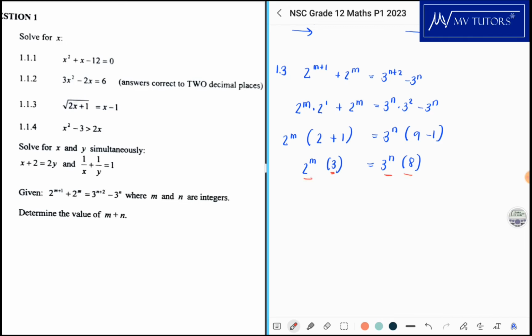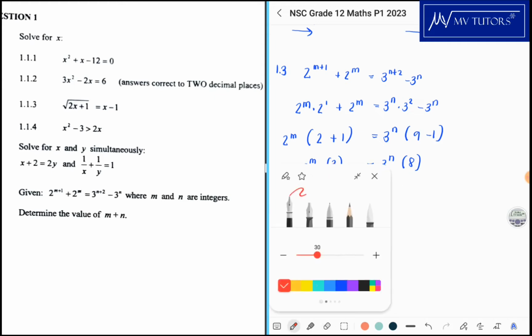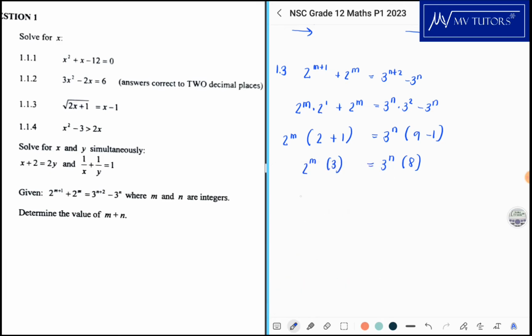Can I rewrite the 8 in terms of 2 with the base 2? I believe I can. So let's see what we can do there. Okay. So I have 2 to the power m multiplied by 3. And this side I have 3 to the power n multiplied by 2 to the power 3, because that is 8. You can rewrite 8 as base 2 to the power 3.